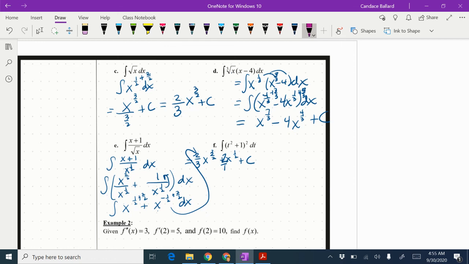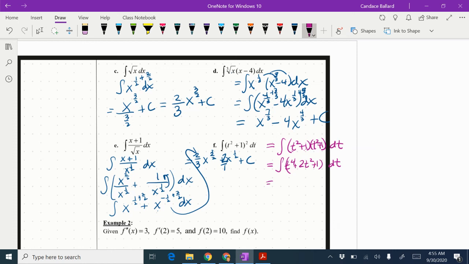All right, I am going to rewrite this one a bit. So I really want to think of this as t squared plus 1 times t squared plus 1. We have to FOIL that, dt. All right, I'm not integrating yet. I'm going to FOIL. So t squared times t squared is t to the 4th. T squared times 1 is t squared. Another 1 times t squared would make us have 2t squared in the middle. And 1 times 1 is 1 dt.